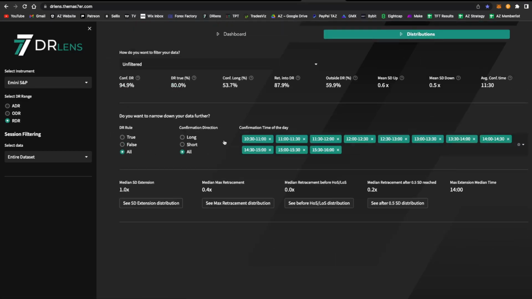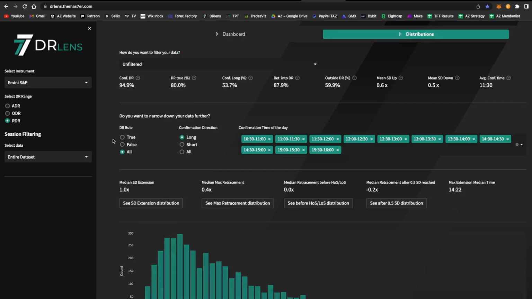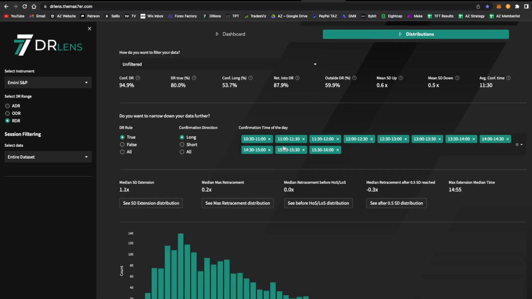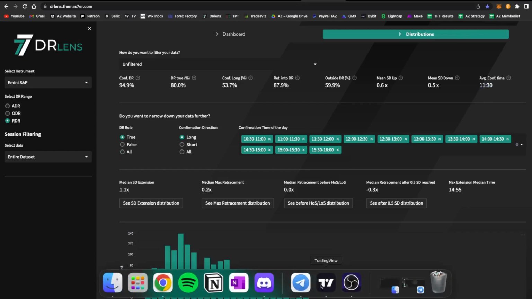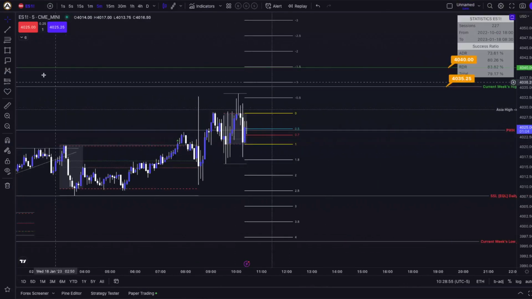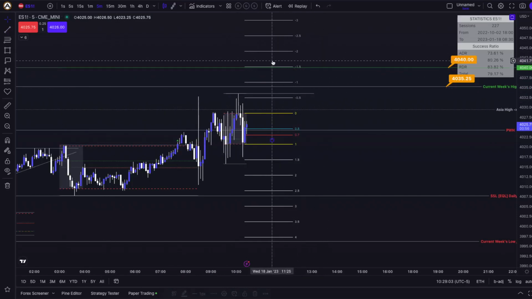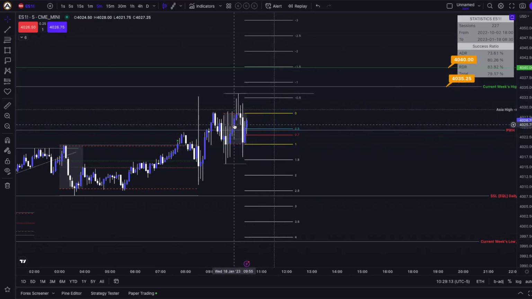Let's go over to distributions and assume for upside expansion, we're gonna confirm long. The DR rule is gonna hold true, and we're gonna confirm roughly around our average confirmation time. So we should see a confirmation above this high roughly around 11:30 based on the data. So let's say right here, this is where we should see our confirmation. So we still have a little ways to go. The DR range is now officially 40 more seconds.